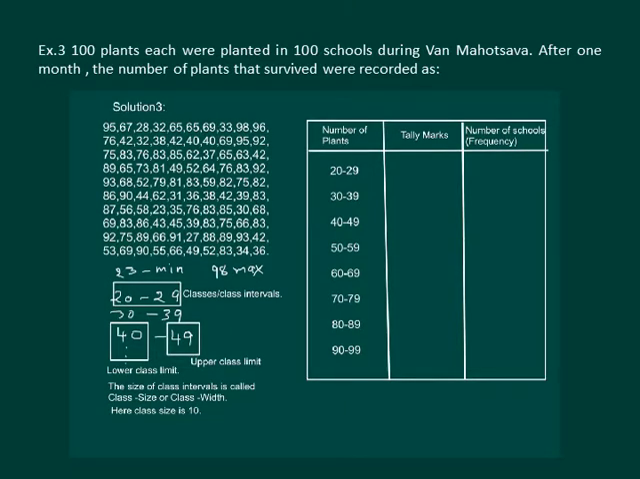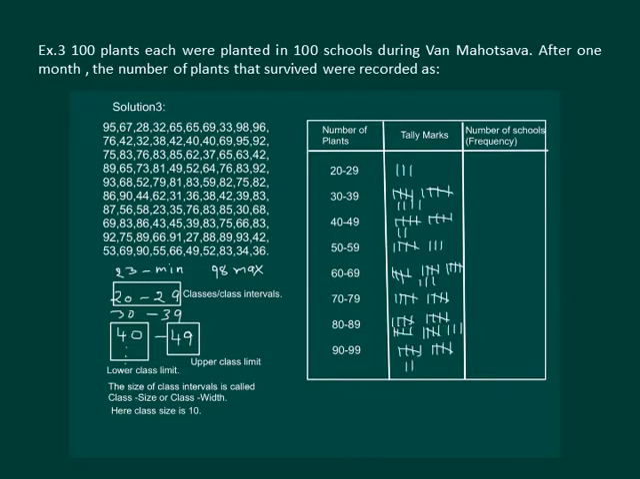Let us now fill the tally marks. Our first entry is 95. That will lie in the group or the class 90 to 99. So we put a tally mark in that interval. Next is 67, which will lie between 60 and 69. Likewise, we complete the tally mark table.